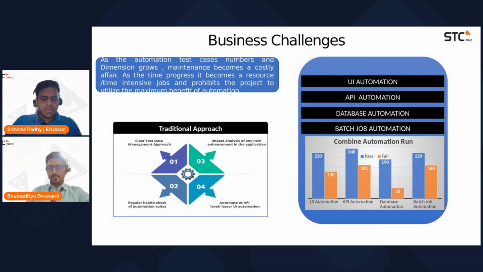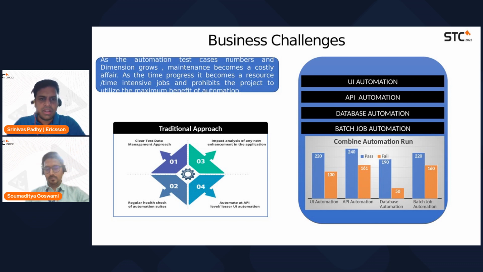Thanks all for joining us today. We are going to talk about low cost automation maintenance techniques. In our day-to-day life in test automation, the test case numbers are increasing as we get into the DevOps life cycle every day. If we are increasing the test automation numbers, maintenance becomes an even more costly affair. As time progresses, it becomes a resource and time intensive job and actually prohibits the project from utilizing the maximum benefit of automation.